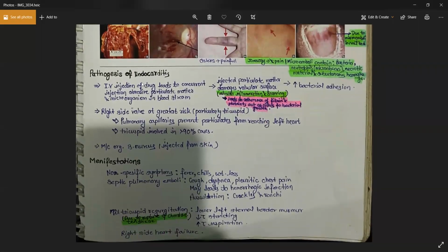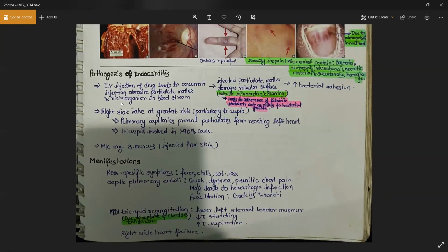This is the pathogenesis in case of an IV drug abuser. Whenever they inject the IV drug, it will lead to abrasions, and particulate matter can enter the bloodstream along with the microorganism. The particulate matter will damage the heart valves. As a result, inflammation and scarring will happen. Fibrosis will happen. Fibrin will be there, platelets will be there, and they will act as a nidus for bacterial growth. The bacteria will adhere to the walls and cause endocarditis there.